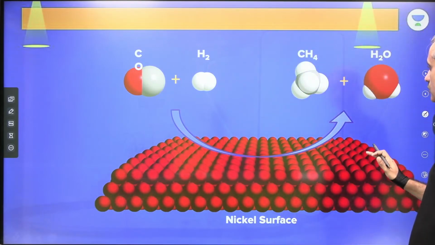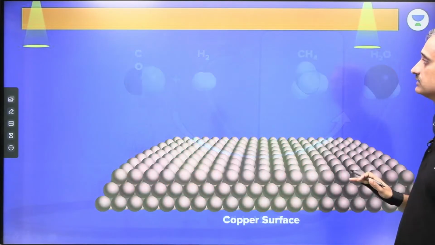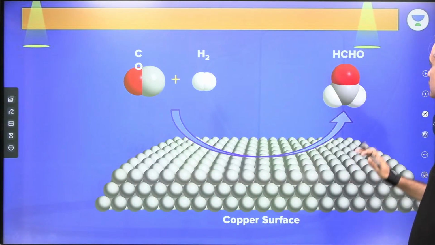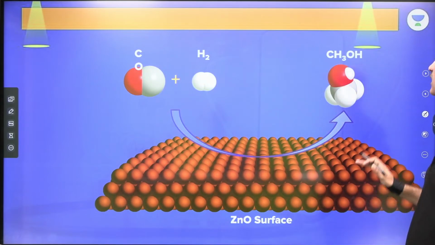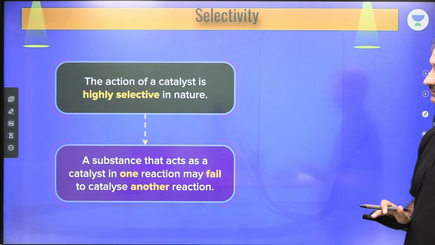Okay. So on the nickel surface you get methane with carbon and oxygen, hydrogen, carbon monoxide and hydrogen, and if you have copper surface you get formaldehyde. If you have the ZnO surface you get methanol. So here if you change the catalyst you are going to change the product.